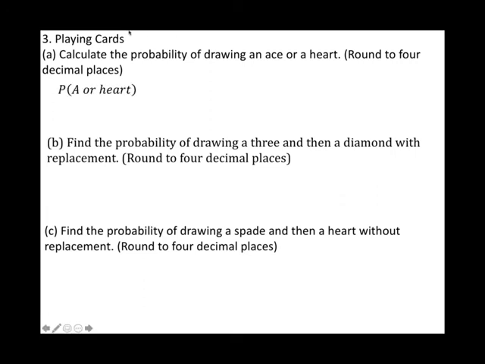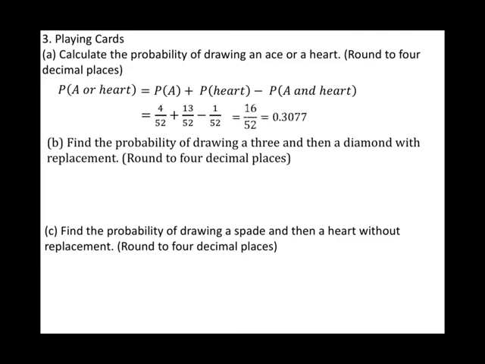So write it down. Probability of ace or heart. Plug into the formula. How many aces do we have? We have 4 out of 52. How many hearts? 13, right? 13 over 52. How many cards are ace and heart? We only have 1, right? So plug in here. You should get 16 over 52. And to 4 decimal places, 0.3077.